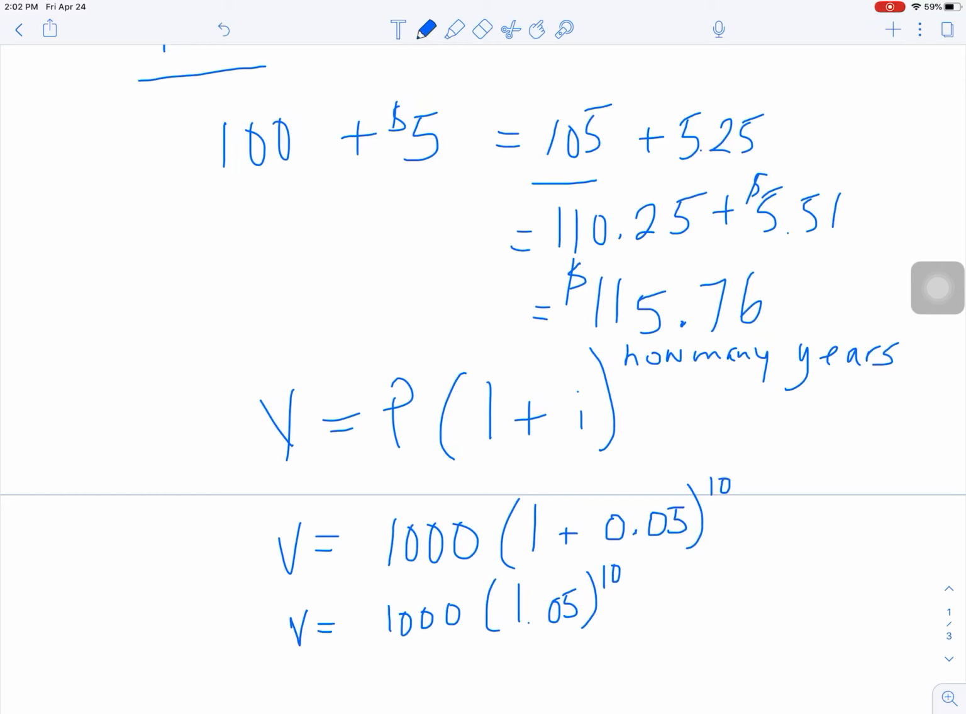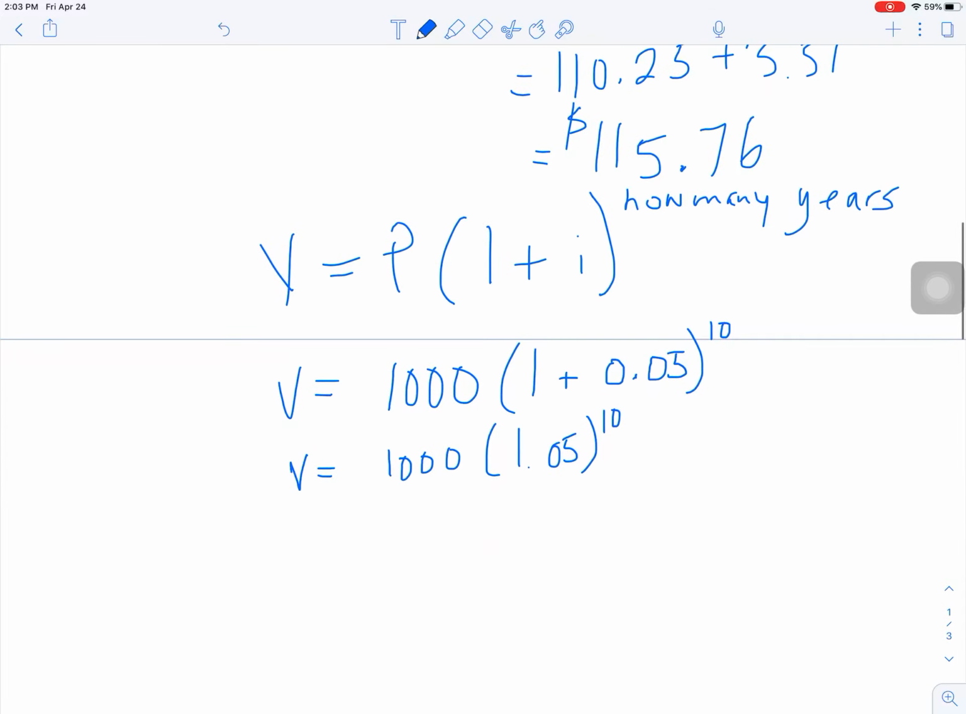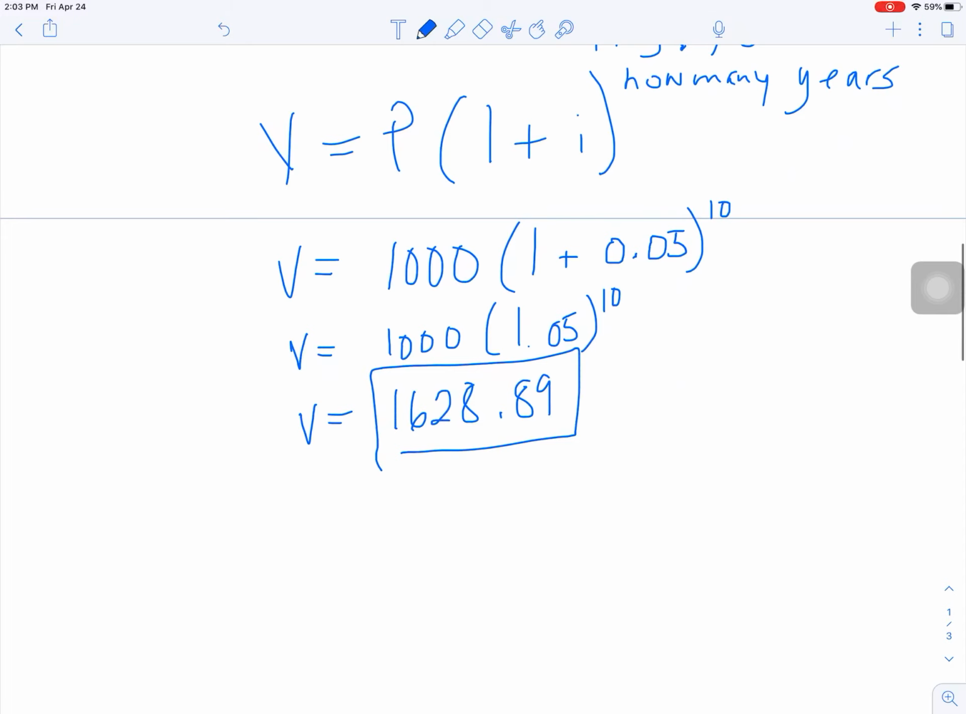So I'm going to quickly plop that into my calculator. 1.05. Hopefully my calculator will do that. Times 1,000. And of course, after that amount of years, your value is going to be at 1628.89, and then a whole bunch of change. So you can see that would grow quite a bit faster with compound interest.